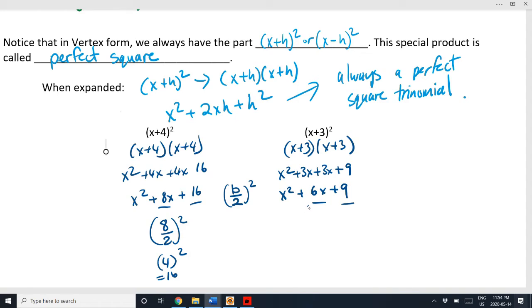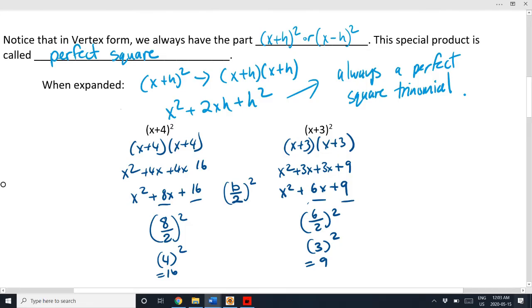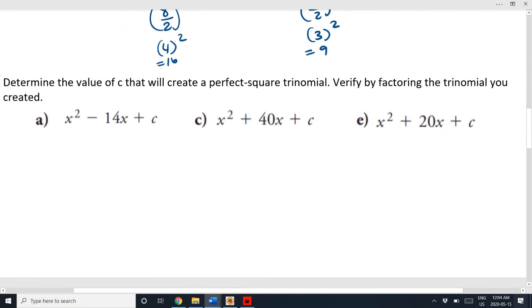Likewise, if we did that over here, we would get half of 6, so let's do that. 6 divided by 2 squared. So 6 divided by 2 is 3, and 3 squared is equal to 9. Now that we know the technique to solve the C value in a perfect square trinomial from the B value, let's practice making some perfect square trinomials. Determine the value of C that will create a perfect square trinomial. Verify it by factoring the trinomial you created.